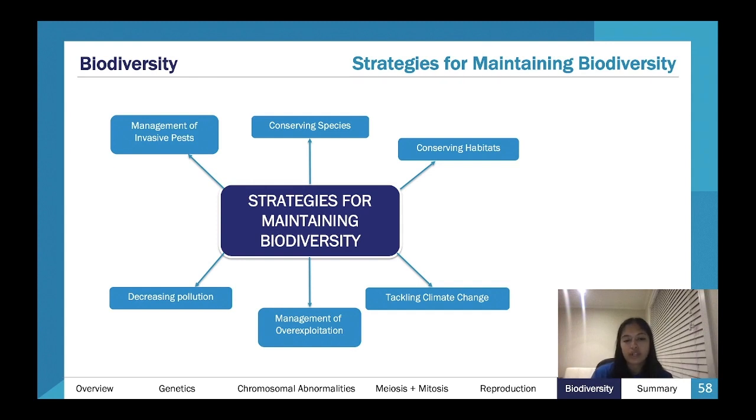This idea of overexploitation, decreasing pollution. So this idea of human habits almost. Industrialization and creating housing and things like that, and obviously the use of transport, all important and beneficial to humans. But the idea is that biodiversity is suffering as a cause of that. So being aware of things like that, conserving species, conserving habitats, and then management of invasive pests.